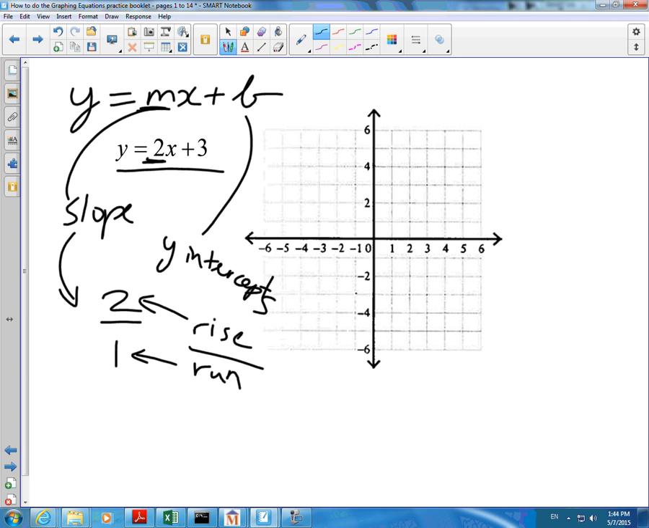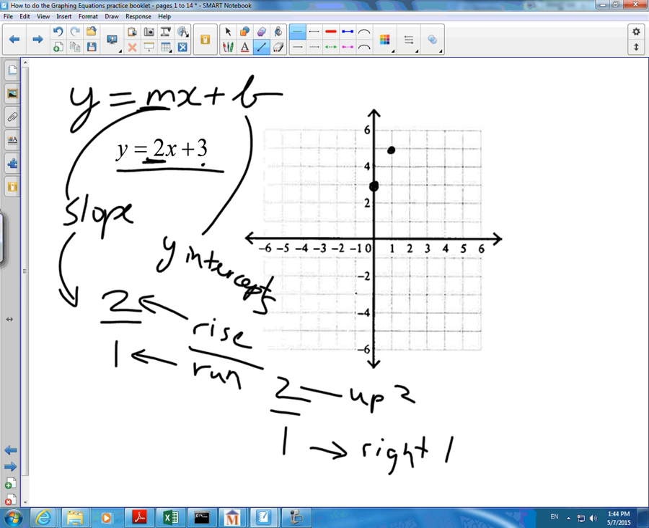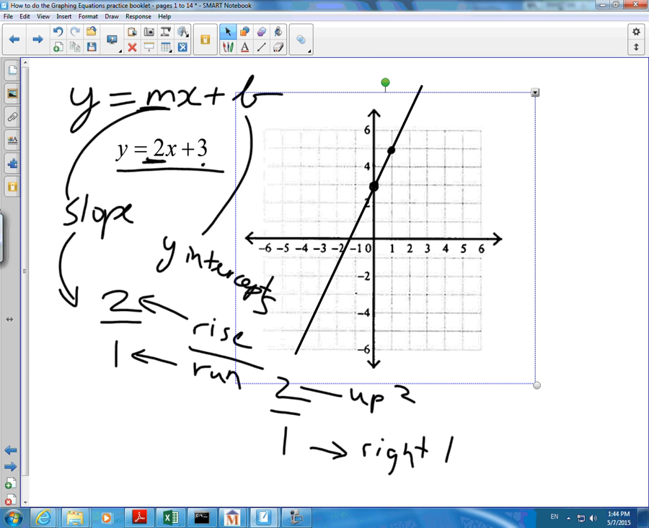So looking at this equation, the 3 tells me that I hit the y-axis at 3. And then 2 over 1 tells me that I go up 2 every time I go right 1. So up 2, right 1, and there's another point. Two points is all I ever really need to graph a straight line, since I know it's a straight line. And there we go. First one done.